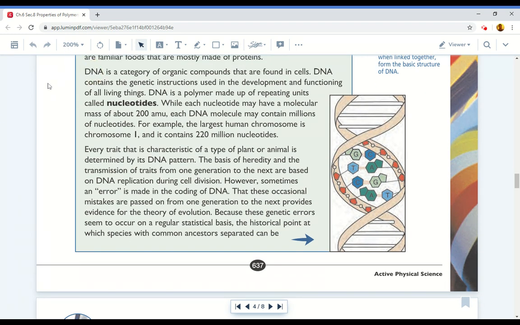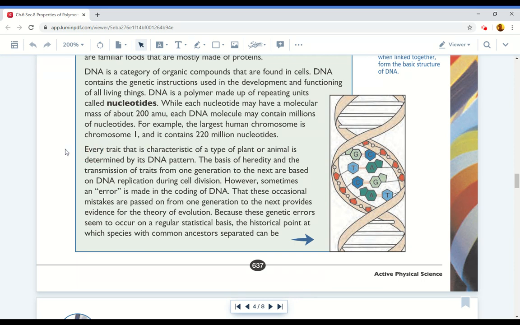DNA is a category of organic compounds that are found in cells. DNA contains the genetic instructions used in the development and functioning of all living things. DNA is a polymer made up of repeating units called nucleotides. While each nucleotide may have a molecular mass of about 200 AMU, each DNA molecule may contain millions of nucleotides. For example, the largest human chromosome is chromosome 1, and it contains 220 million nucleotides.